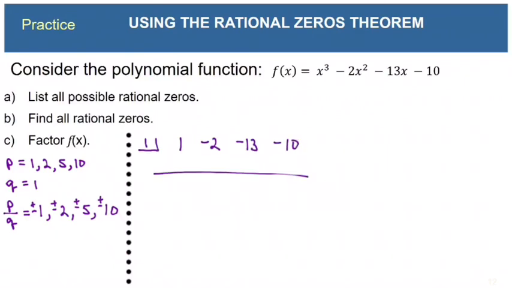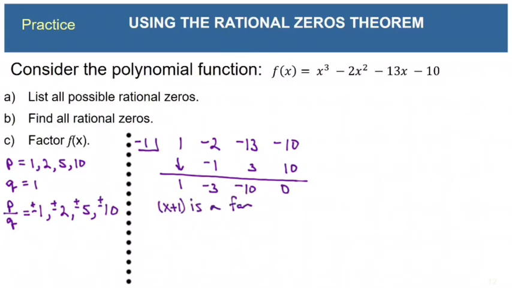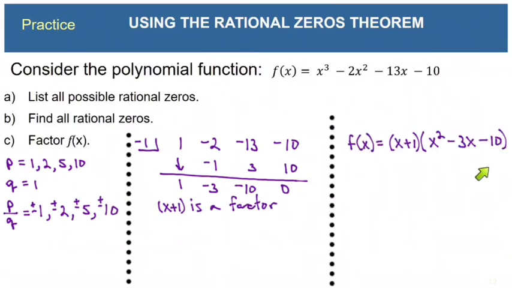So let's see if 1 is a zero of this polynomial. I'll go through the synthetic division process, and I find out that no, 1 is not a zero of this polynomial. Therefore, x minus 1 is not a factor. Let's try negative 1. Go through the synthetic division process, and I see that negative 1 is a zero of this polynomial. So that means x plus 1 is a factor, and the other factor is x squared minus 3x minus 10. And so I've written that here.